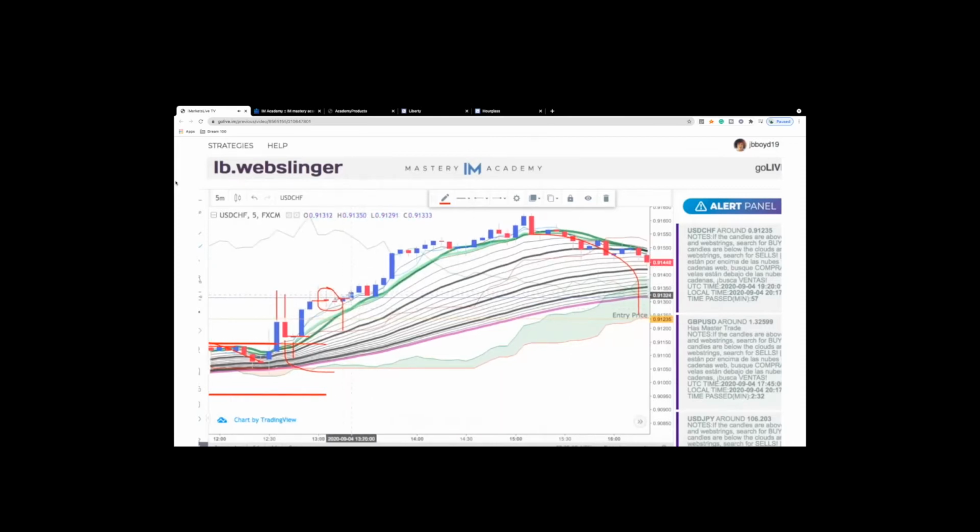We count them out, 1, 2, 3. Here is where this red candle closes. It is still above our entry price, so we win that trade. This red candle also becomes a form of retracement.